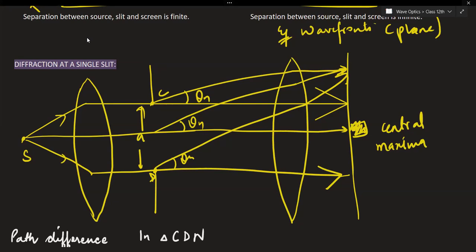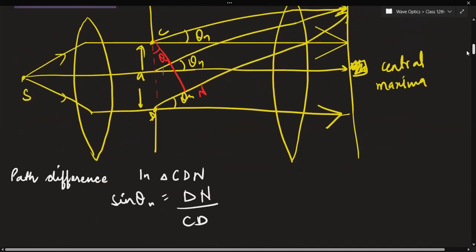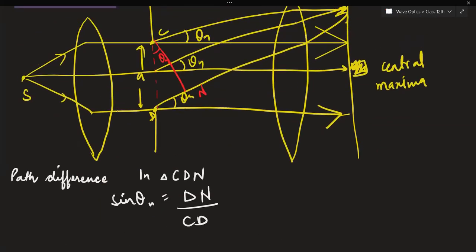Now see, let's do one thing. Let's drop a triangle here. A perpendicular I am dropping, let's say this is N, CN, fine? So this triangle becomes CDN. In triangle CDN, if you try to find the value of sine theta according to the geometric construction, it will be the perpendicular, that is DN, divided by the hypotenuse, that is CD. So sine theta will be DN by CD.